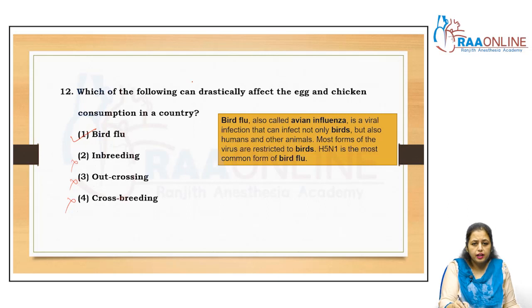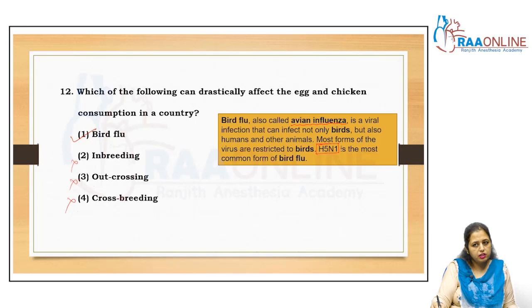Bird flu is a kind of infection in birds, also known as avian influenza, which is a viral infection. It can affect not only birds but also humans and other animals if we eat the infected birds, like chicken, ducks, turkeys, or geese. Most of these viruses are restricted to birds, and the most common is H5N1. The virus responsible for bird flu is H5N1, which is the common form of bird flu. That is also a pre-medical question.